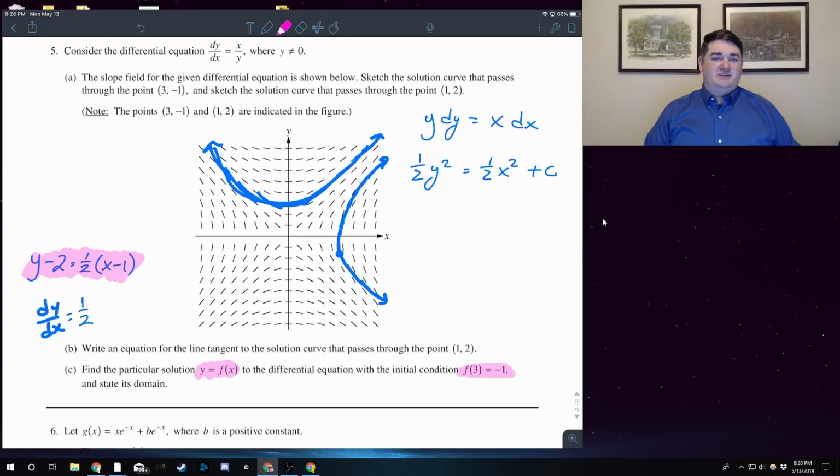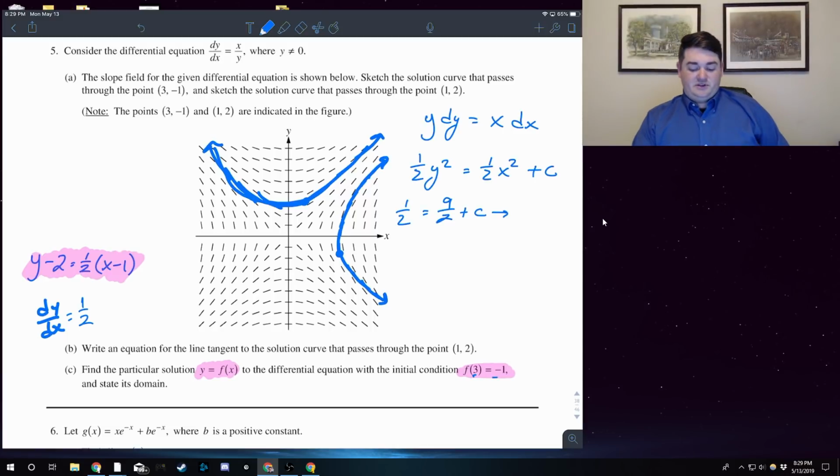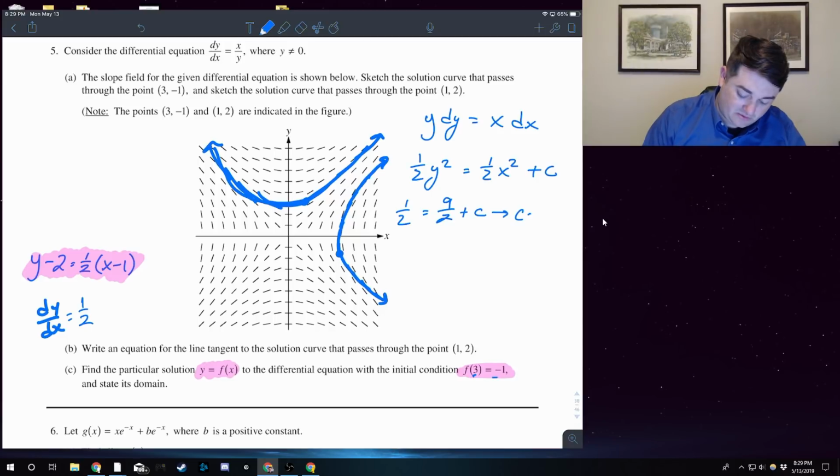The way the AP exam is scored, you get a point for solving for c, so we might as well get that out of the way, because if we make a mistake after that, we don't want to lose our point for getting plus c. So let's take care of that. We're going to plug in 3 for x, -1 for y, to get 1/2 equals 1/2 times 3 squared, so we'll call that 9/2 plus c. Let's see, 9/2 minus 8/2 would be 1/2, so c equals -4.